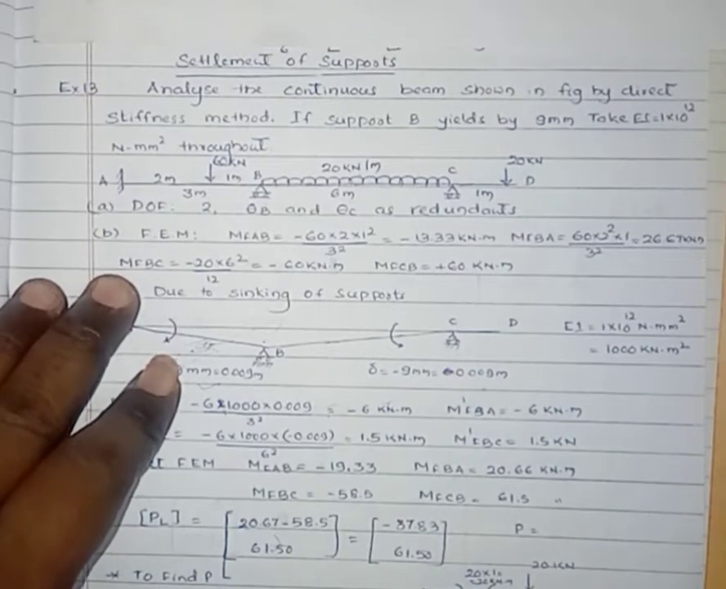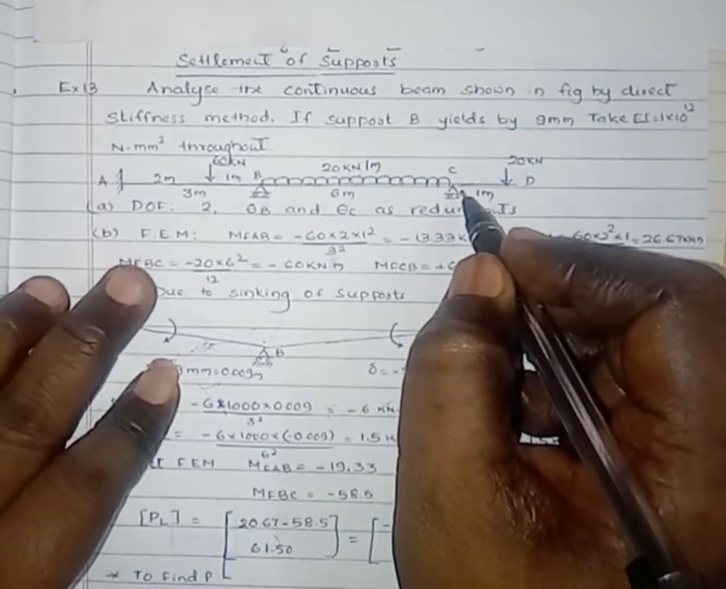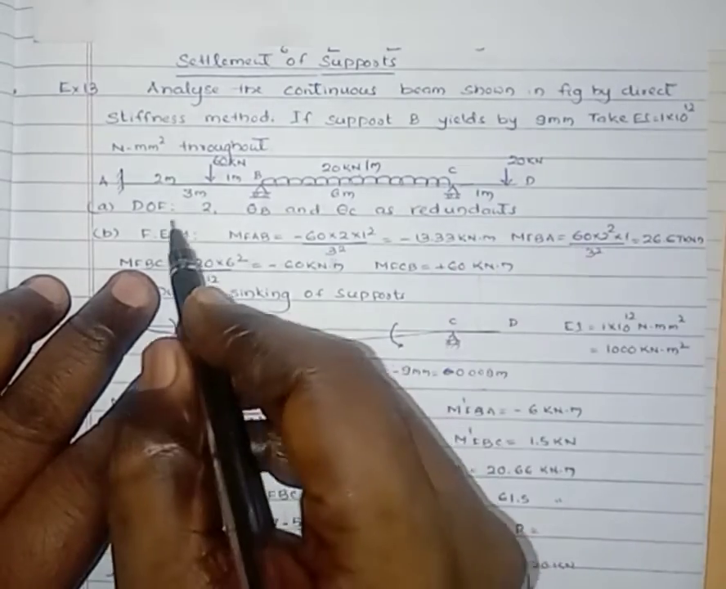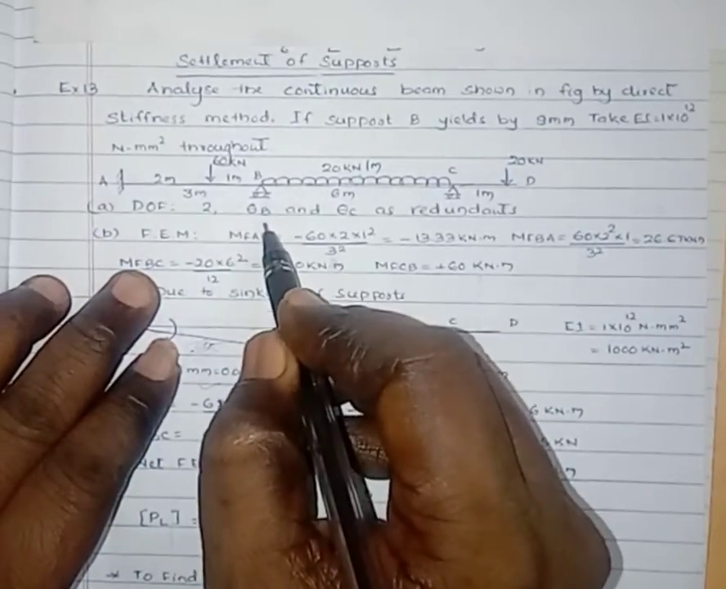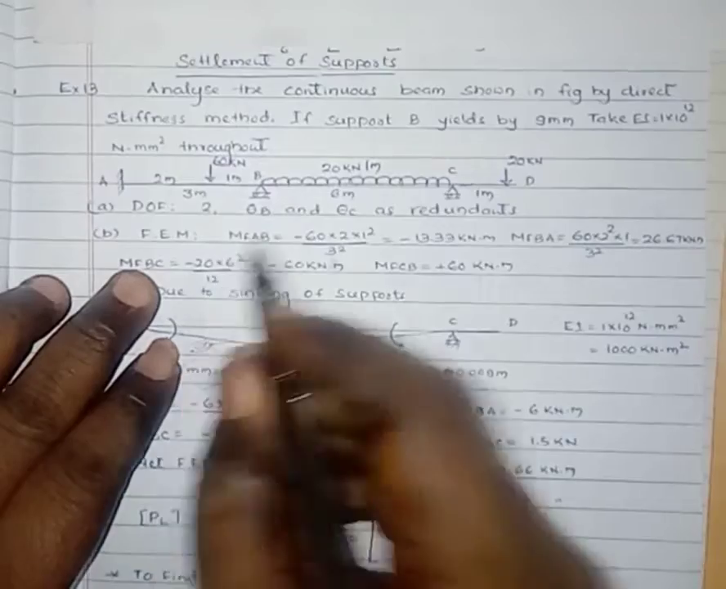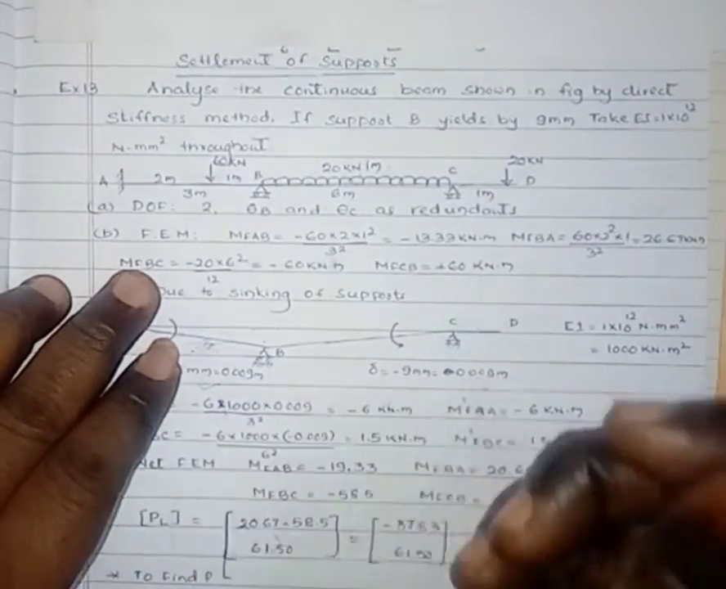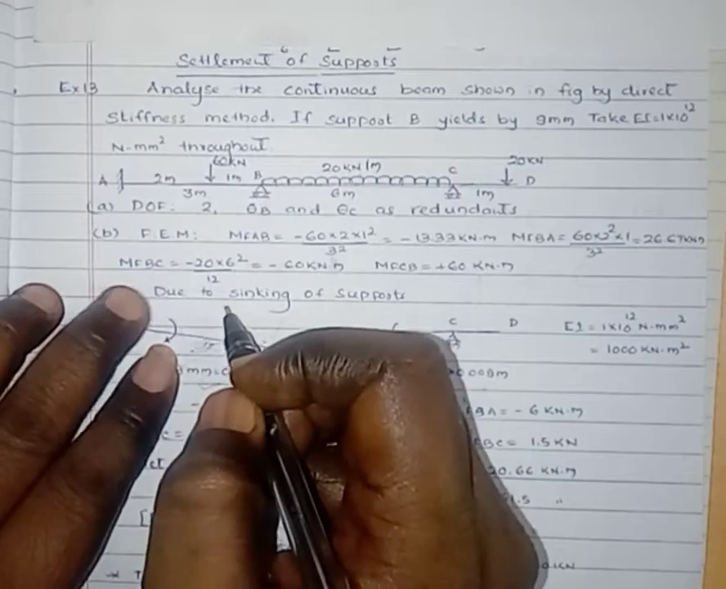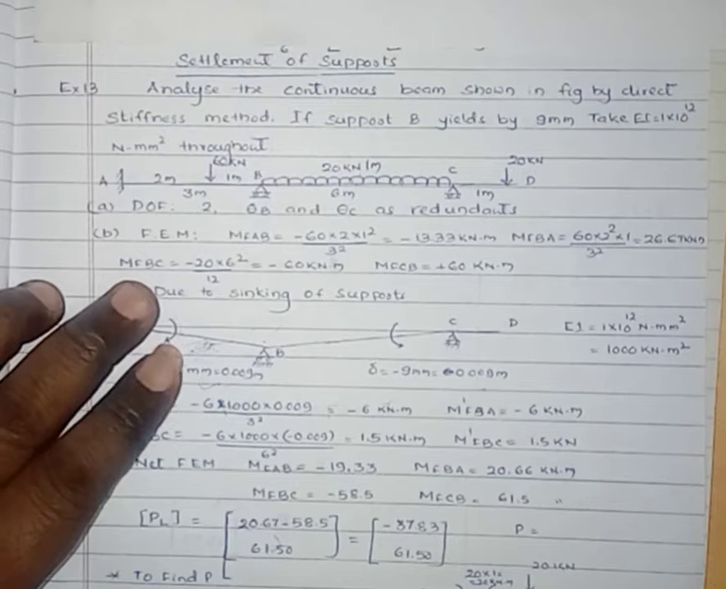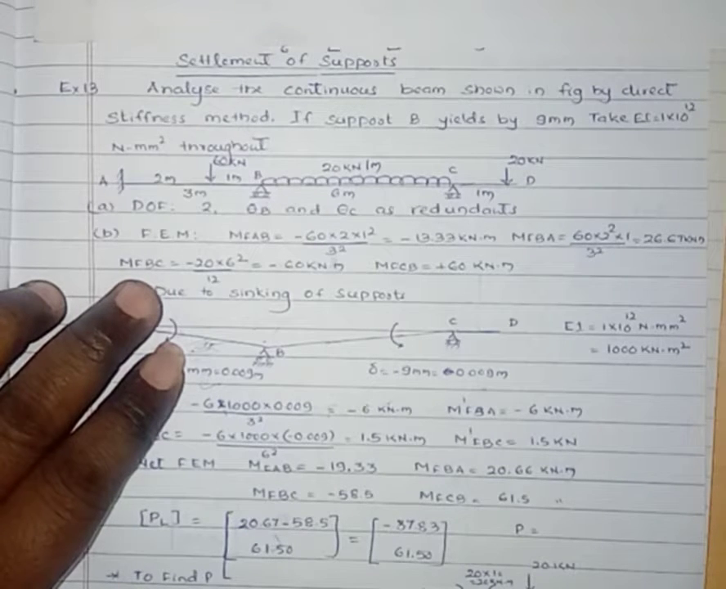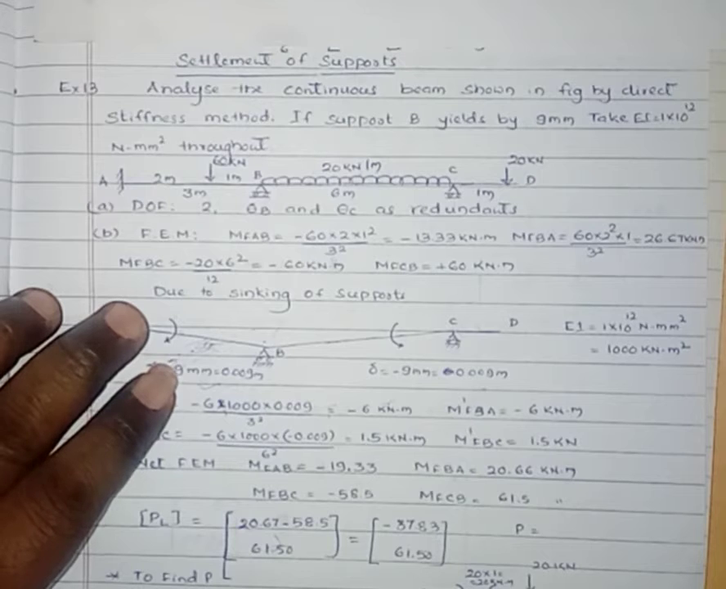Similarly at C also there is only 1 degree of freedom, that is theta C. Hence the total degrees of freedom are 0 plus 1 plus 1, that is 2, that is theta B and theta C are the redundants we have to consider. Then the second step is to calculate the fixed end moment. Here we have to consider the fixed end moments due to the loads applied, as well as the additional fixed end moment due to the sinking and settlement of the support.